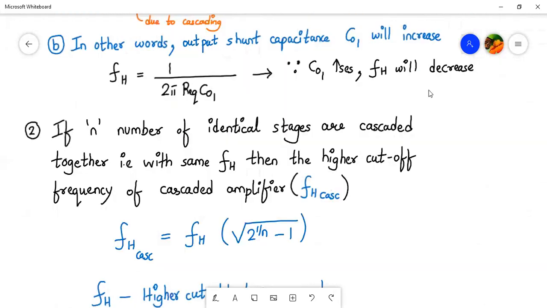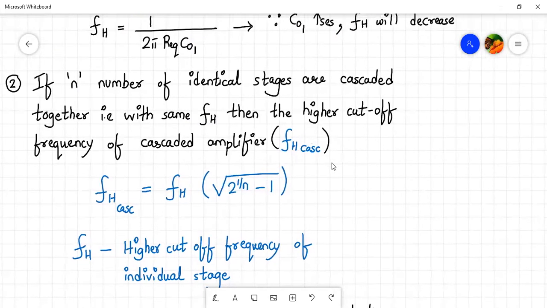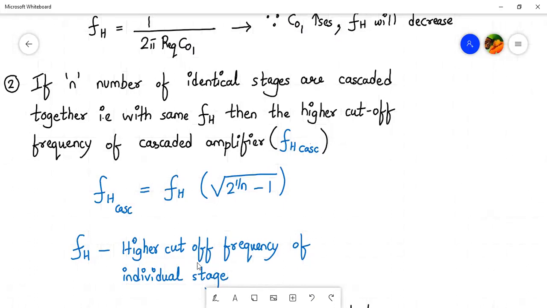Another is that if n identical stages are cascaded together with the same FH, let's say you have three identical stages with a higher cutoff frequency of around 10 megahertz, then the higher cutoff frequency of the cascaded amplifier will be given by this formula. FH of cascade will be equal to FH, the higher cutoff frequency of an individual stage, into the square root of 2 raised to 1 upon n, minus 1. So let's see an example.